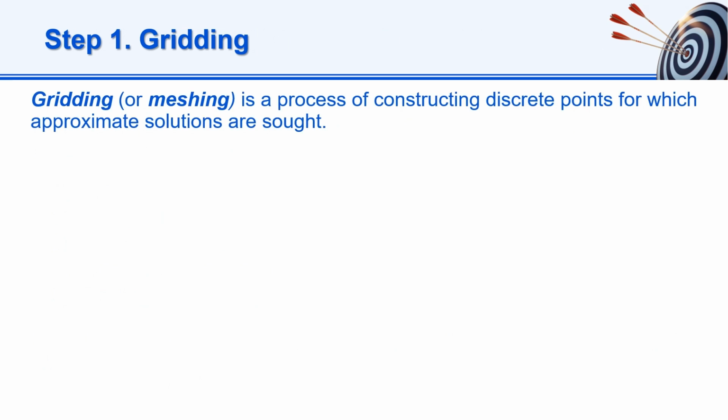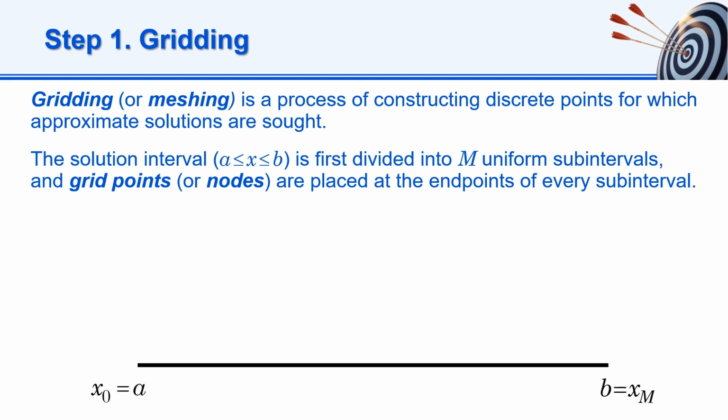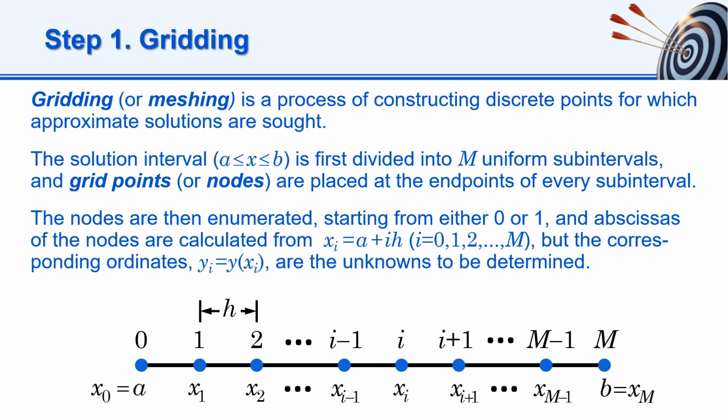Gridding or meshing is a process of constructing discrete points for which approximate solutions are sought. The solution interval is first divided into m uniform subintervals, and grid points or nodes are placed at the endpoints of every subinterval. The nodes are then enumerated, starting from either 0 or 1, and abscissas of the nodes are calculated from x_i equals a plus i h, i equals 0 through m, but the corresponding ordinates, the y_i's, are the unknowns to be determined.